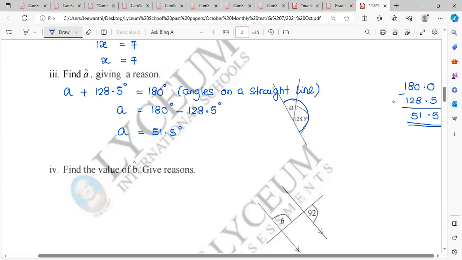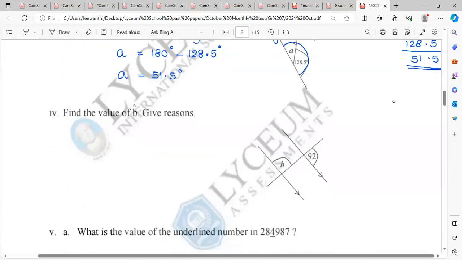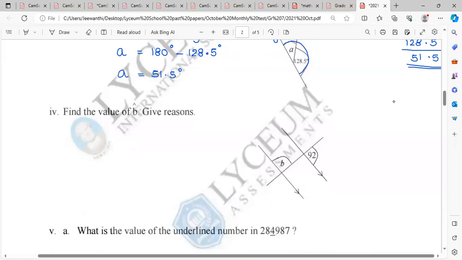The next question, it is again 51.5. Find the value of B. Right. Here, children, you can see two parallel lines. Can you see the two parallel lines? And you have a transversal. And two parallel lines and the transversal. And see what kind of angle you can see here. That this is something like this. So then this B angle and this will be B.